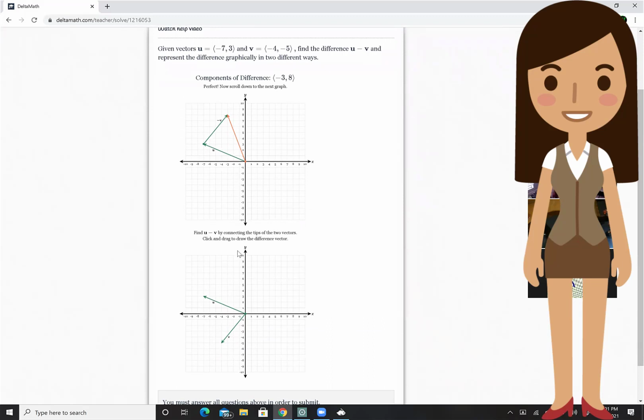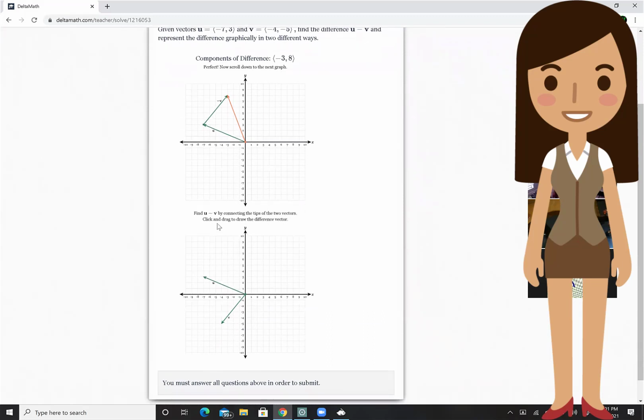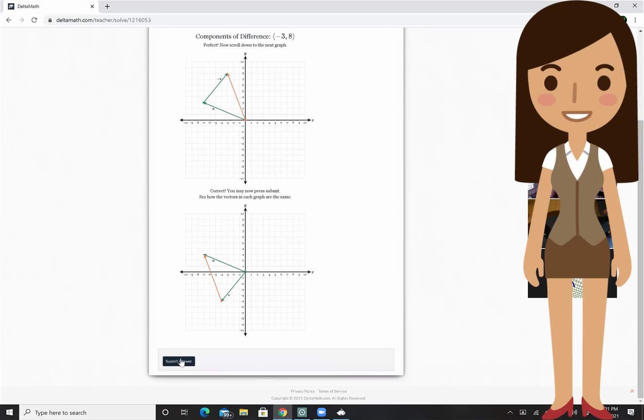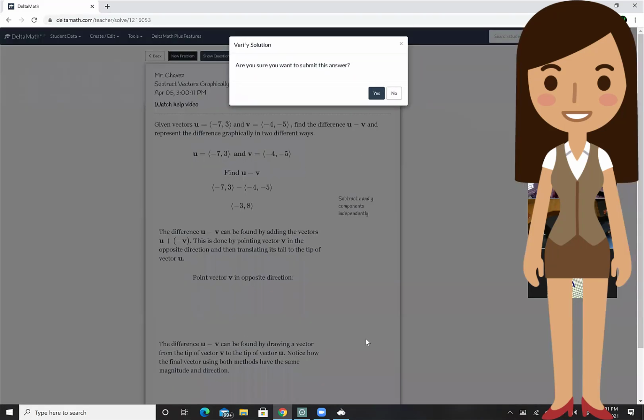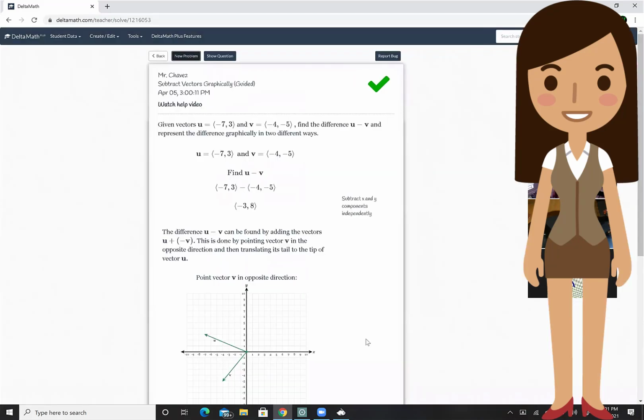Now it wants me to do 2 ways. It wants me to do it the second way. It opens up this one. You start at this one, at that vector right there, vector V. So go to vector V, and you're going to approach vector U, arrowhead to arrowhead. Vector V to vector U, arrowhead to arrowhead. Bam, there it is. Those 2 are the same vectors. Submit answer. Yes. Voila. Okay, let's come back, guys.